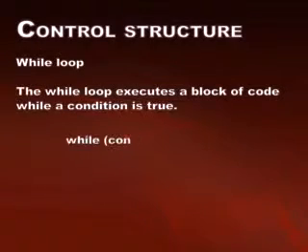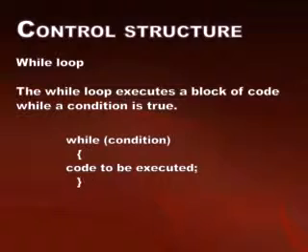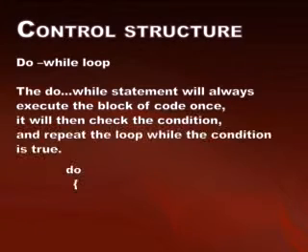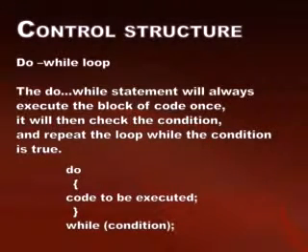A while loop loops through a block of code while a specified condition is true. The do while statement will always execute the block of code once. It will then check the condition and repeat the loop while the condition is true.